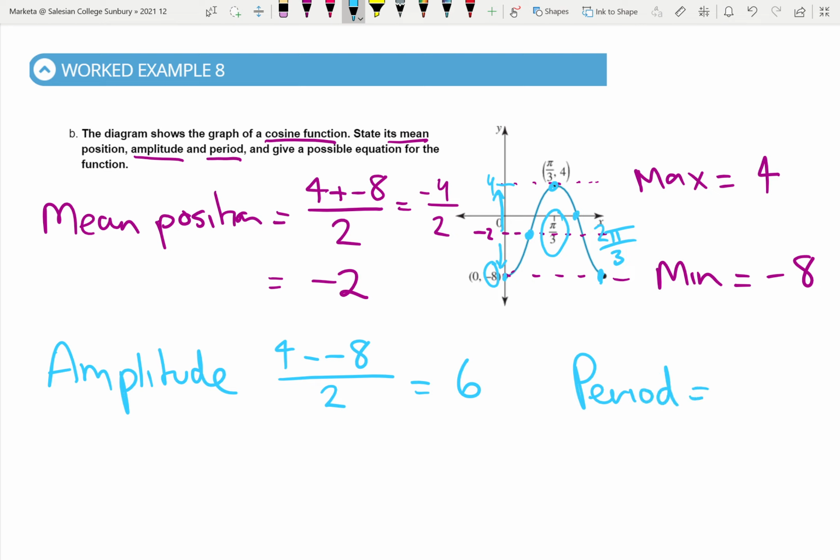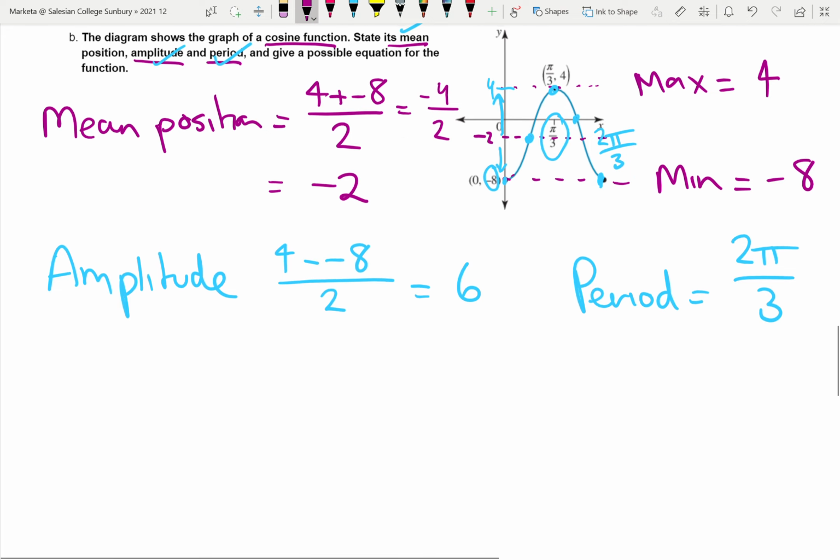which is how far it goes on the x-axis to have one cycle of the graph, in this case, it's a cos graph. In the previous one, it was a sine, and that's 2 pi on 3. So we've done the mean, we've done the amplitude, we've done the period. So now we need a possible equation.